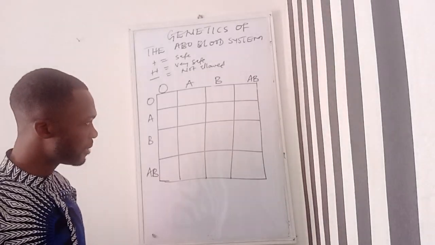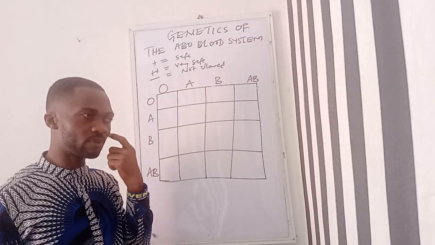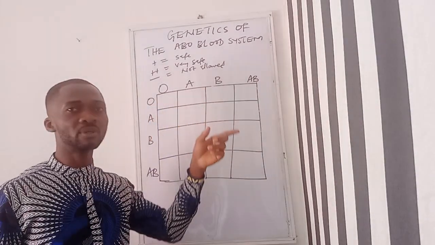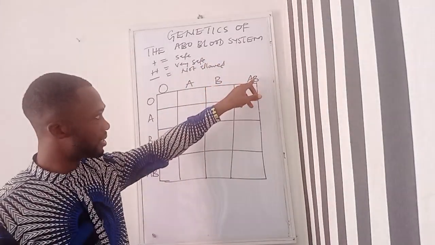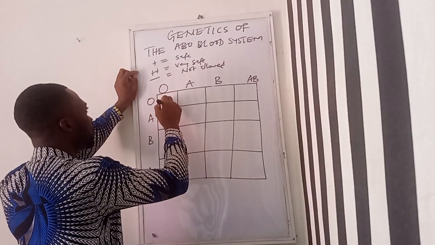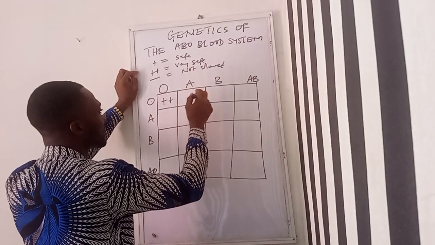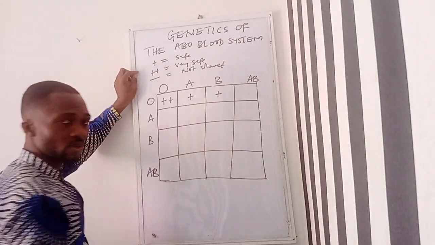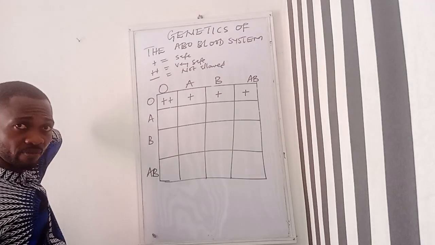Also don't forget that in the ABO blood system, we have what we call the universal donor and the universal recipient. So blood group O can donate to all the blood types, and that is why blood group O is known as the universal donor. Then AB can receive from other blood types, and that is why AB is known as the universal recipient. So if O donates to O, it is very safe. Then O donating to A is safe. O donating to B is also safe. O donating to AB is also safe. Why? Because O is a universal donor.